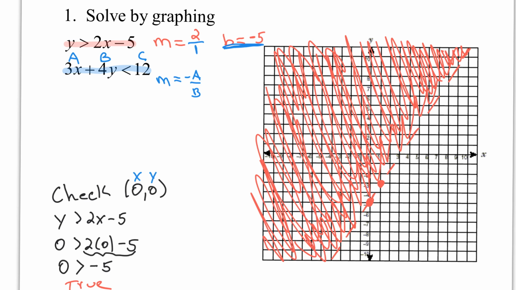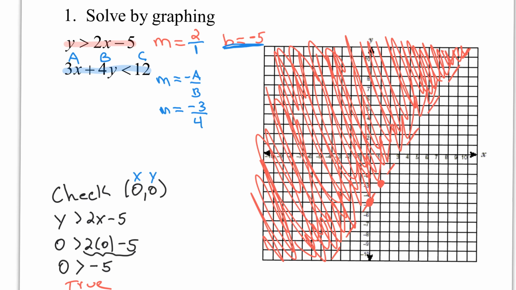So when you guys take the opposite of a, so we have a positive a, 3, opposite is negative, we have, for my slope, negative 3 over b. Do not change the sign of b. If it's negative, it stays negative. If it's positive, it stays positive. So my slope is negative 3 over 4.